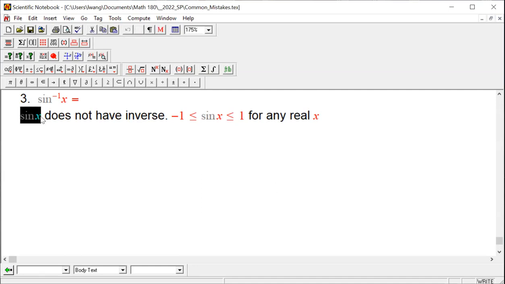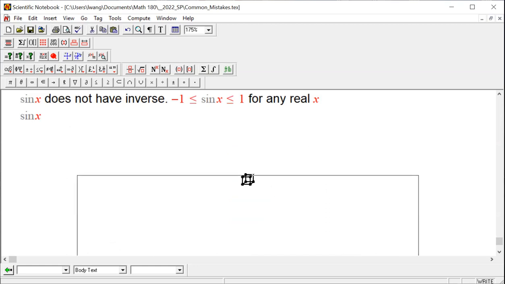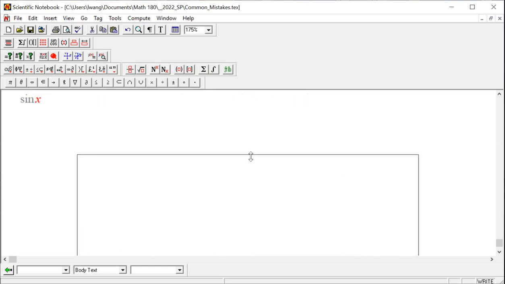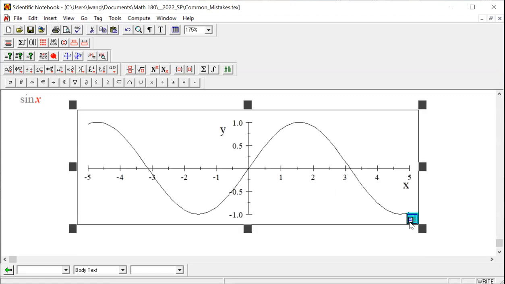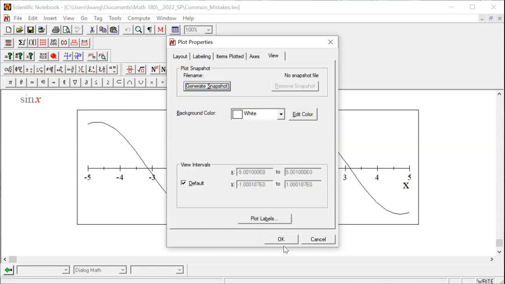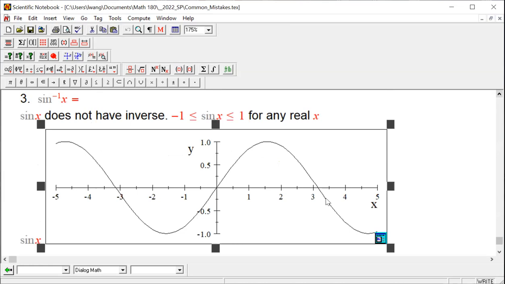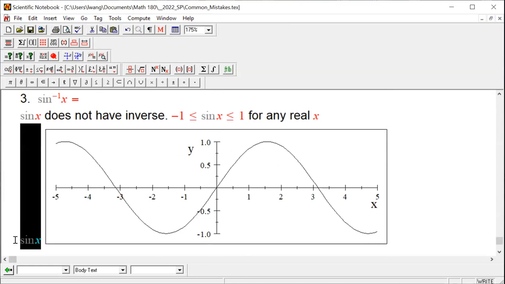So every time we talk about sine, we refer to the sine as it is now, unless otherwise specified. Now every time we talk about sine, this is the sine we're talking about, with this domain and range.